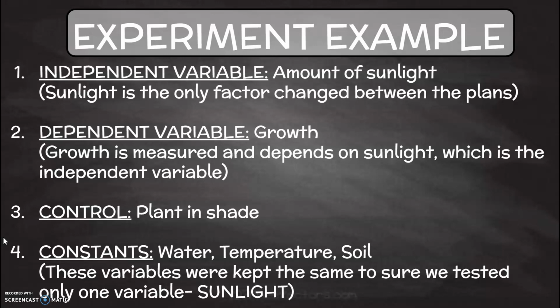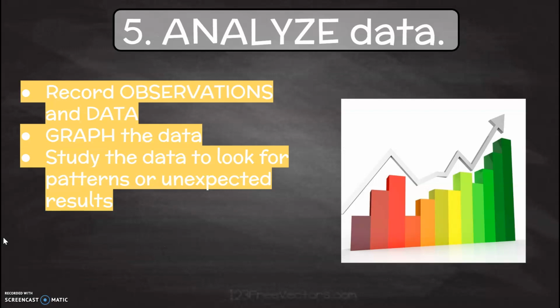I want to measure the growth to see if it's dying or living, and that growth is dependent on how much sunlight it gets. My control is going to be the plant in the shade. That's the comparison that I have. And the things that I have as constants, or the things that stay the same, are going to be the water, the temperature, and the soil that I'm using in that experiment also.